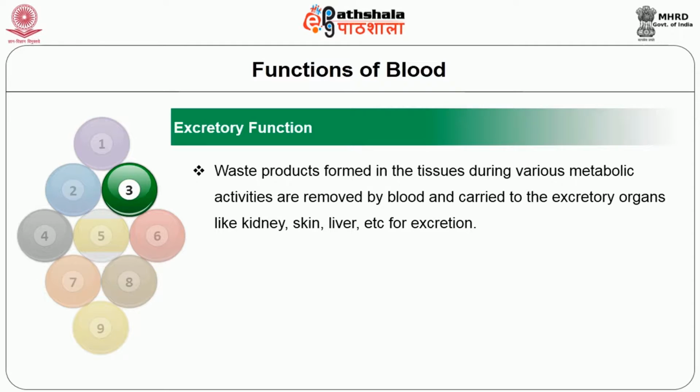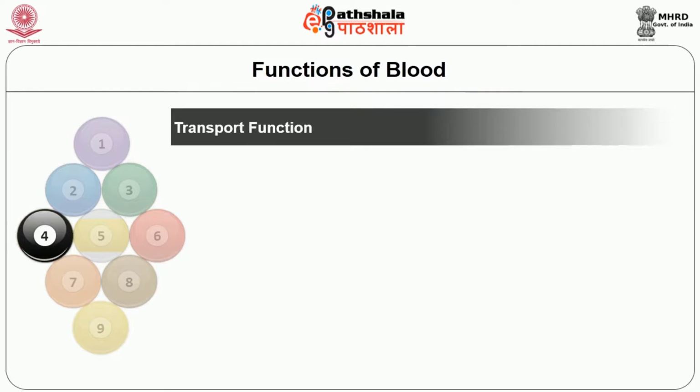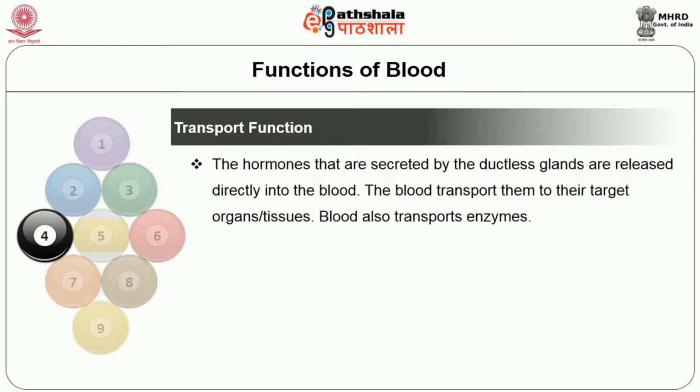for excretion. Next is the transport function. The hormones that are secreted by the ductless glands are released directly into the blood, and the blood transports them to the target organs or the tissues. Blood also transports various enzymes.